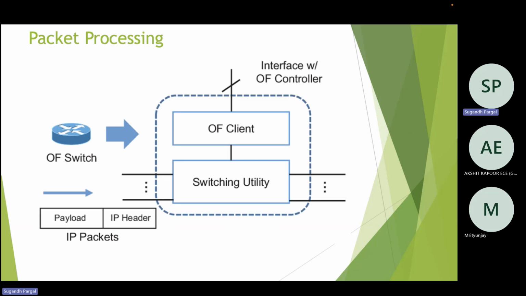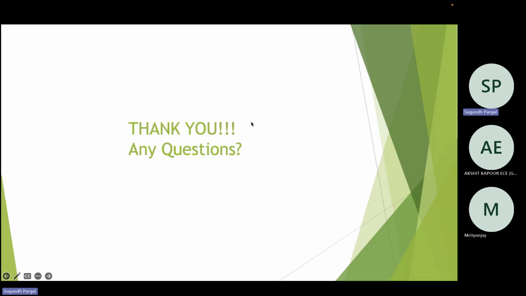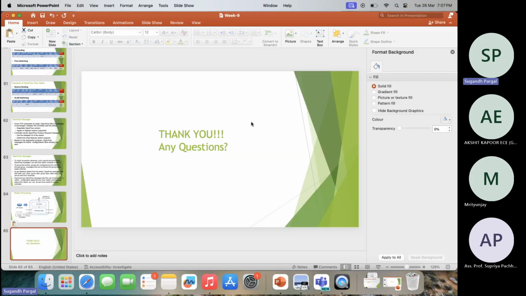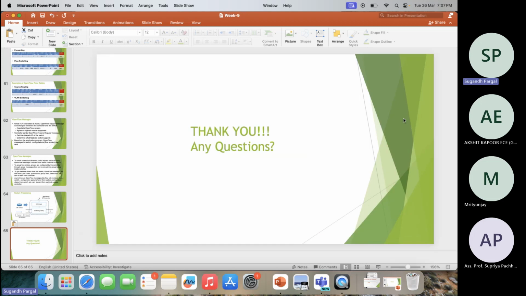So this is how packet processing is done, with the router and the switching utility and the offload client, OpenFlow client. So thank you. This was the summary. I'm not going into details. Just for a recap, I was mentioning those things.